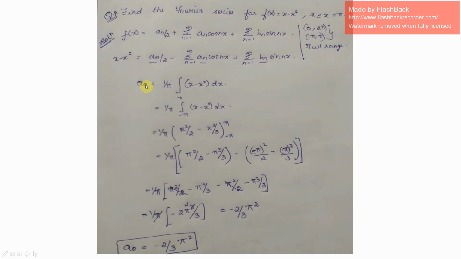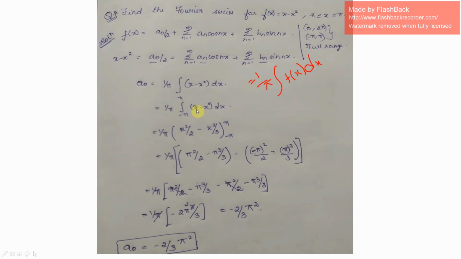Okay. So now coming to a0, it is given by the formula a0 is equal to 1 by pi integral over f of x dx. So this is your formula for finding your a0. Now, in the given problem, your f of x is nothing but x minus x square. So I'm just writing integral over x minus x square into dx. And also your limit is from minus pi to pi, so I apply the limits.